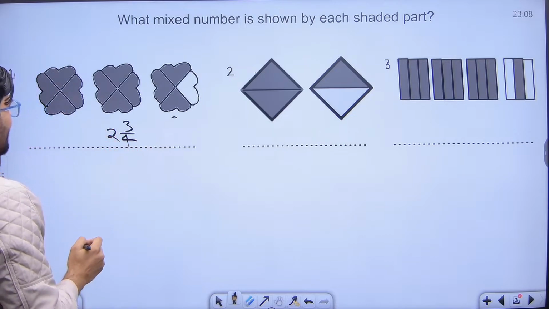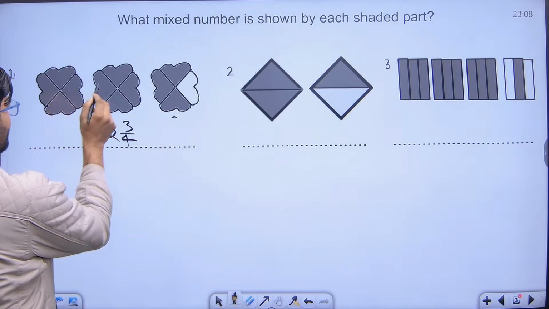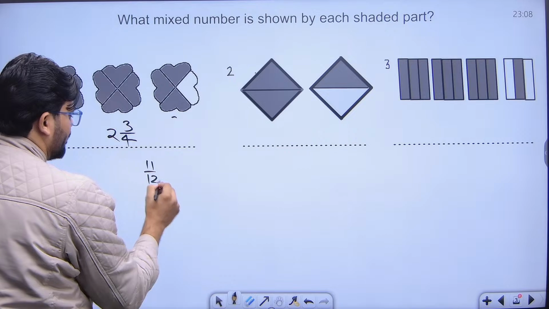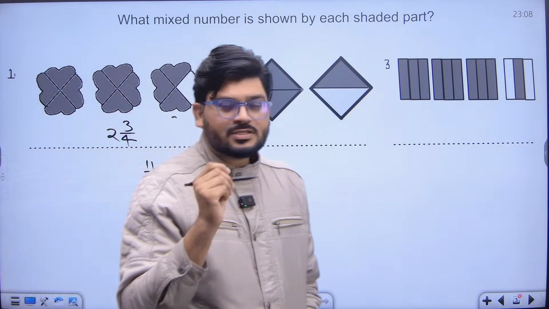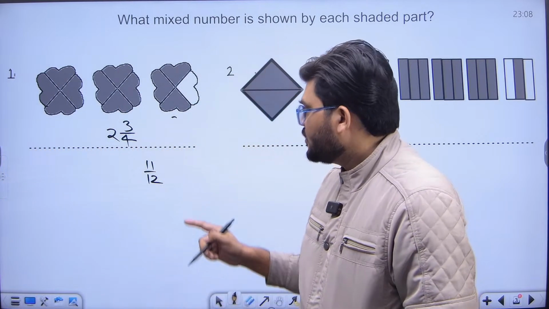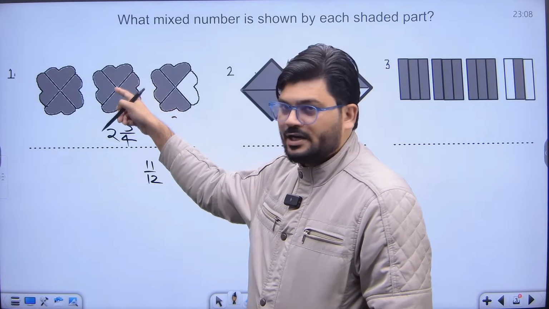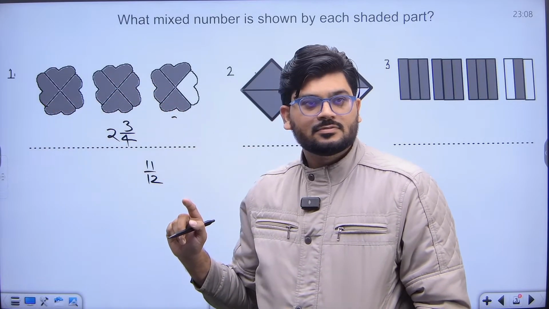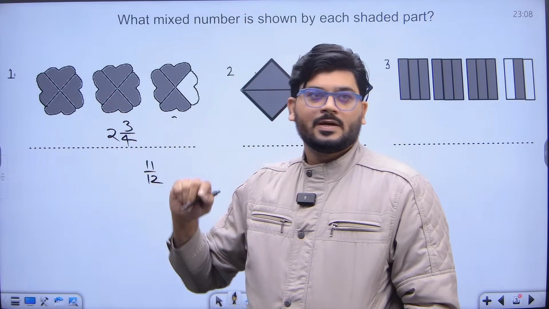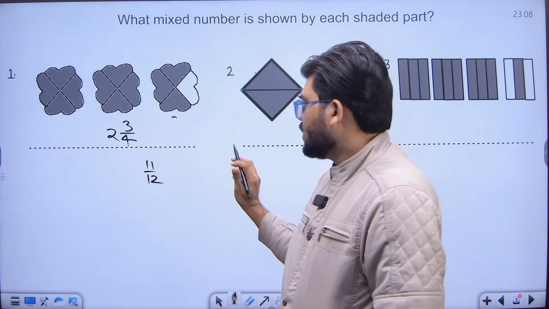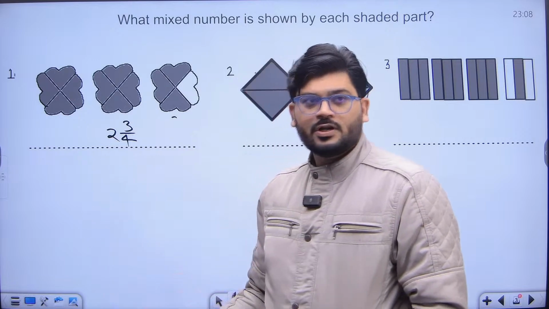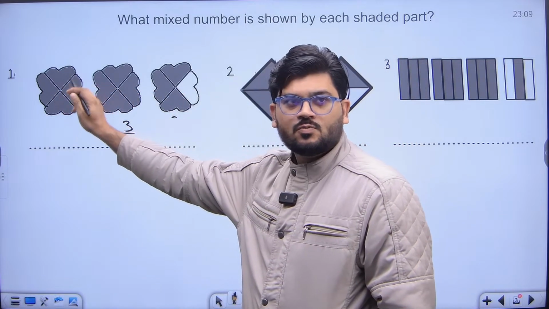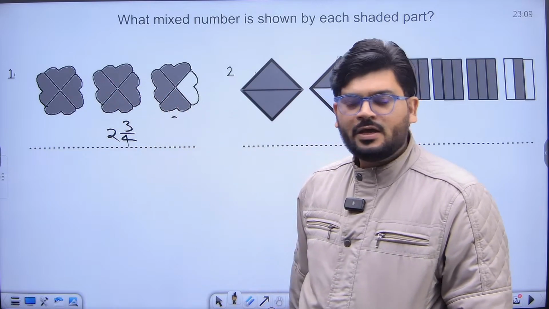Some students can make mistakes. They can count 1 2 3 4 5 6 7 8 9 10 11 12 and they will write 11/12. But students, you must understand that these are divided into 4, not into 12. There are not 12 equal parts. There are 4 equal parts. And out of those 4 equal parts, this one is fully shaded. So it is 1, 2, and this is 3/4.